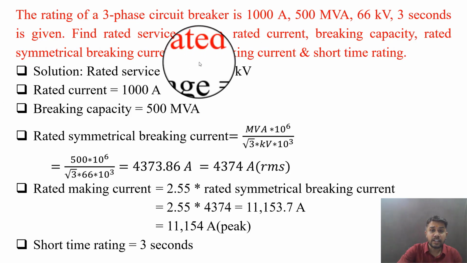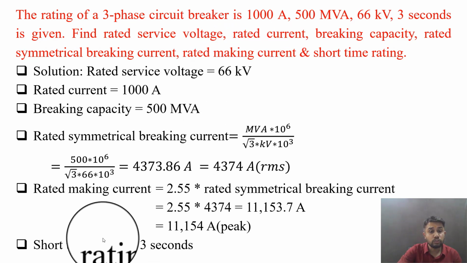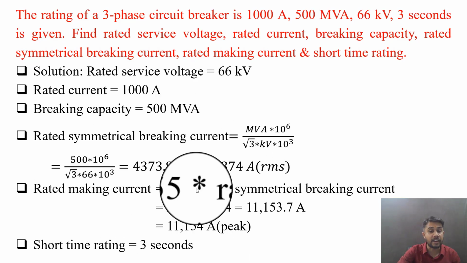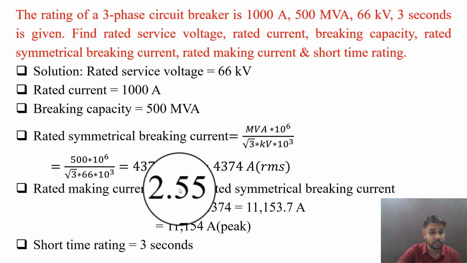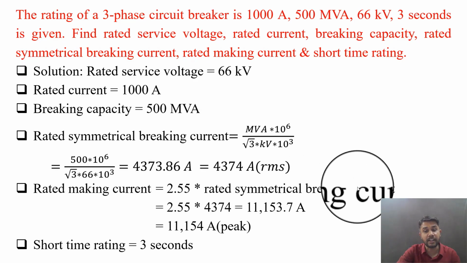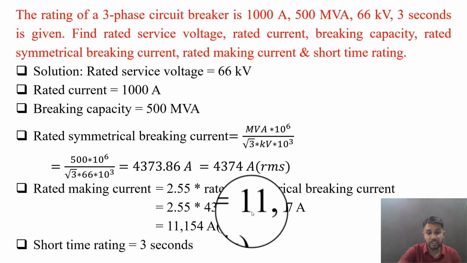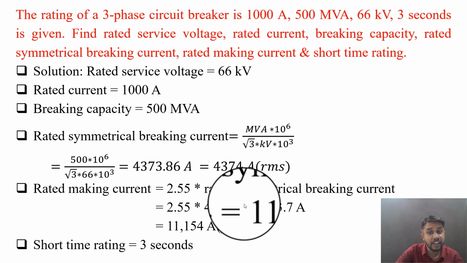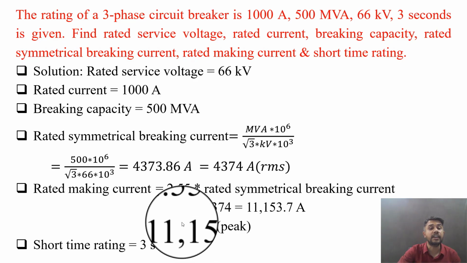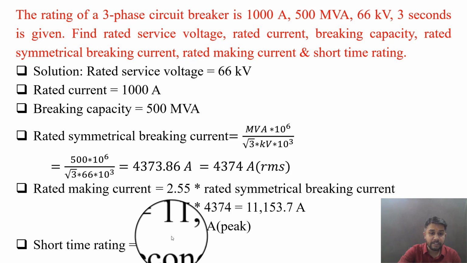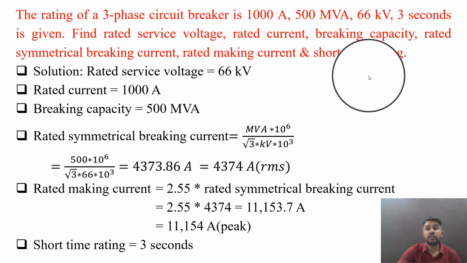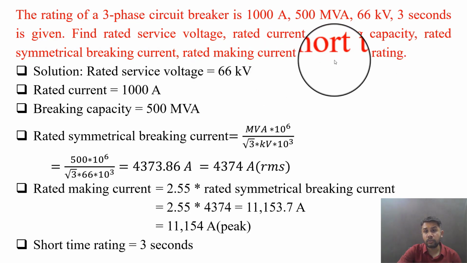The another value that we have to calculate is rated making current. So rated making current can be found out by multiplying by the factor 2.55, that is root 2 into 1.8 is 2.55, into rated symmetrical breaking current, that is 4374. So we get 11,153.7 ampere. Now here we have multiplied by root 2, that is the peak factor, so this value of the current is in peak value. So here it is 11,154 ampere peak value.